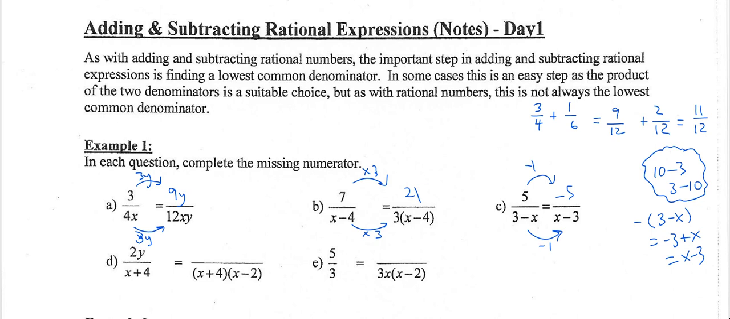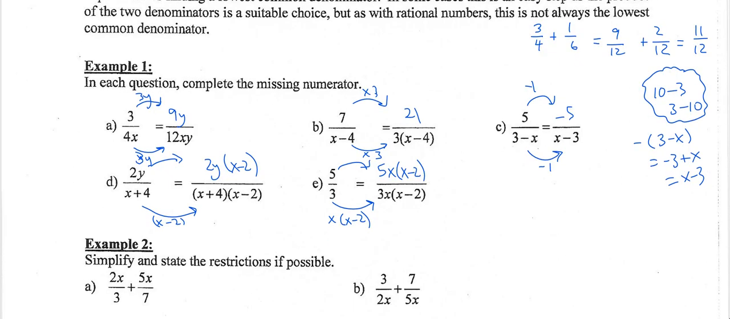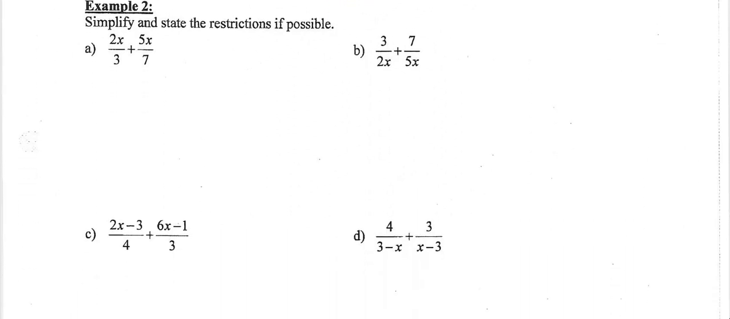So they're -1 times each other. Last line, x plus 4 times x minus 2, so I will have to multiply this denominator by x minus 2. Then same thing for the numerator, so my numerator will become 2y times x minus 2. And in the last one, my denominator is going to be multiplied by x and by x minus 2, so same thing with the numerator. That's going to be my 5 times x minus 2. You can see that if you were to reduce this fraction on the right, you would get the fraction on the left. And that's how you find the common denominators.